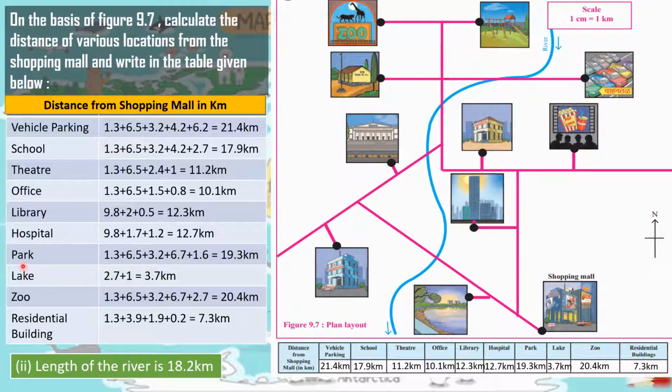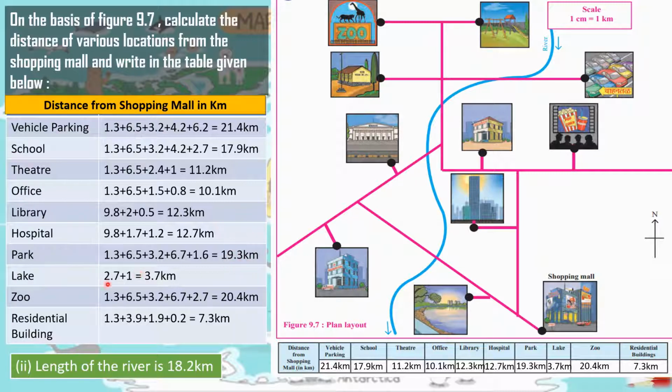Next one is park. Park is where, students? Park is here. So we'll measure from here, that is 1.3 plus 6.5, this one. Sorry, 1.3 plus 6.5 and then 3.2, then 6.7 till here and then 1.6. So in total we get 19.3 kilometers.